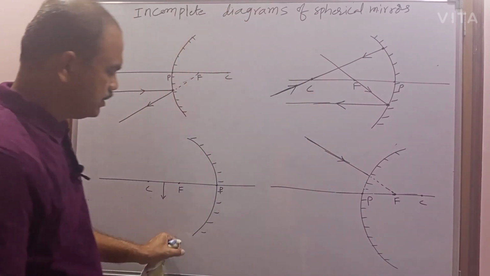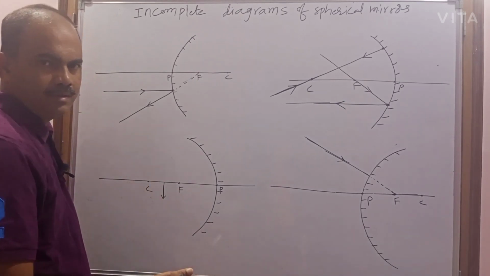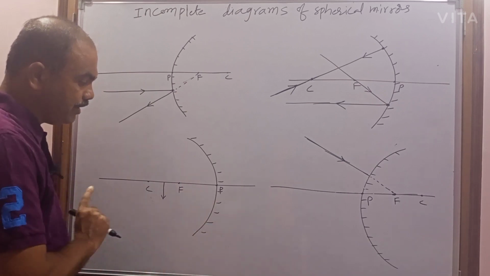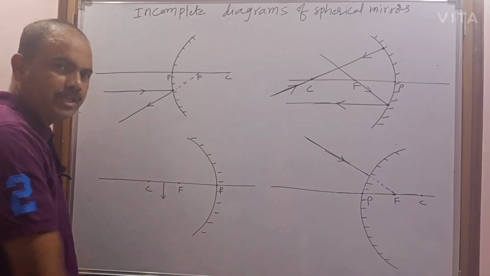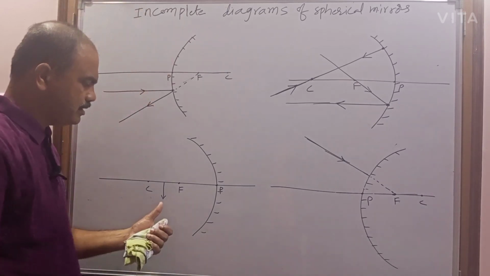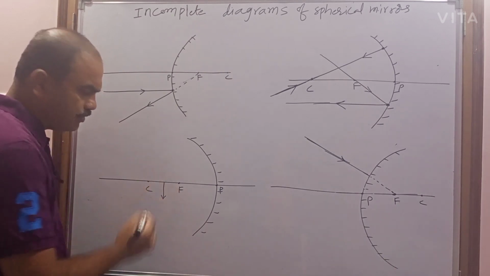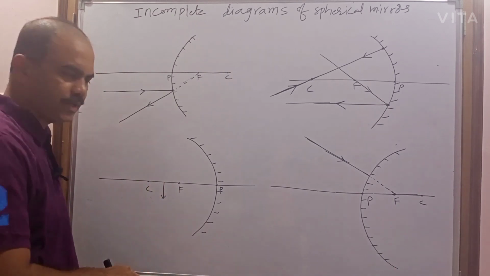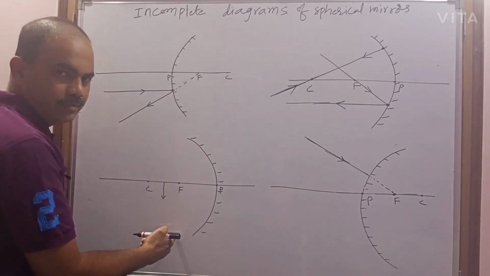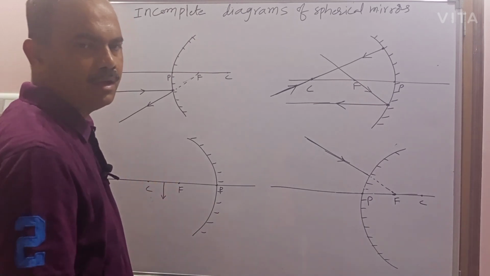Next, come to this one. This is different. In this one there is no incident ray and no reflected ray, but the position of the object is given. So you have to identify where the object position is. This is the object between the center of curvature and the focus. You identify it. Next, which type of mirror is it? It is a concave mirror. So that's why we call that the different types of image formed by the concave mirror.